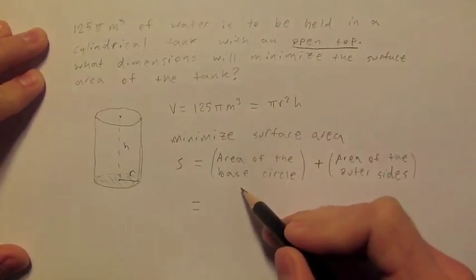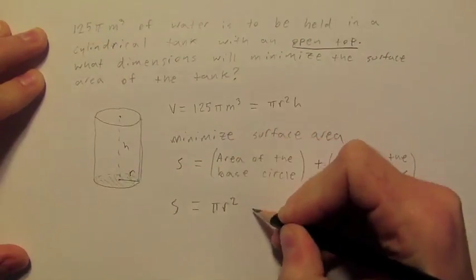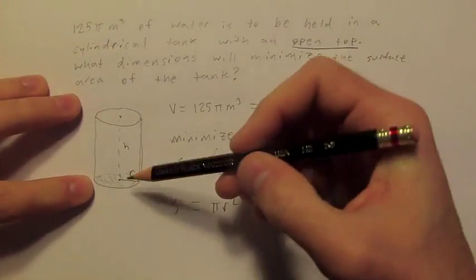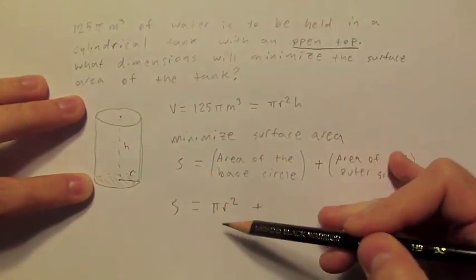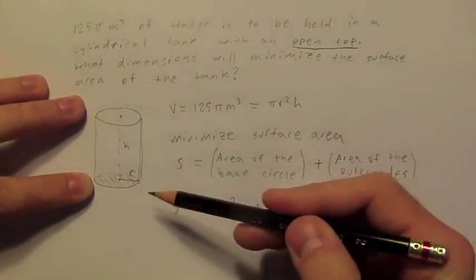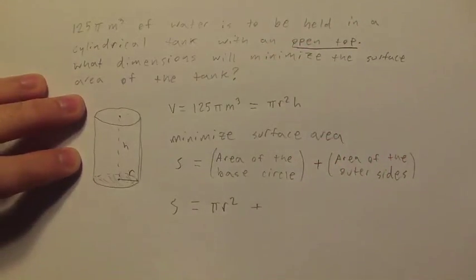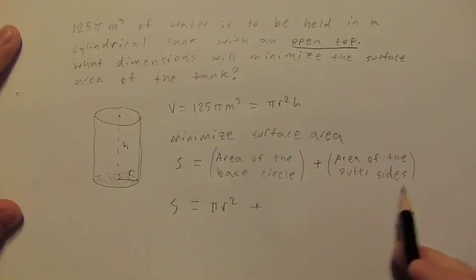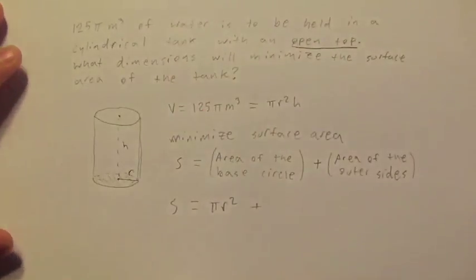All right, now the area of the base circle, that's just going to be pi r squared, right? No problem. And if I had both of them, if I had a top on this, it would just be two of these. You'd have the area of the base circle, the area of the top circle, it'd be 2 pi r squared. Okay. Now, the area of the outer sides, this is essentially a rectangle.